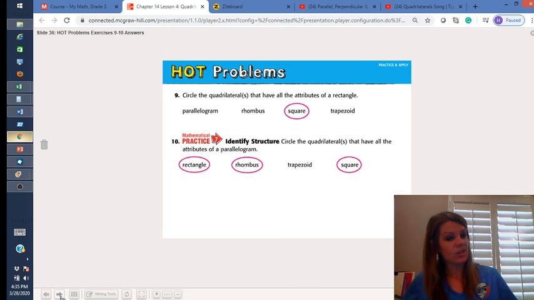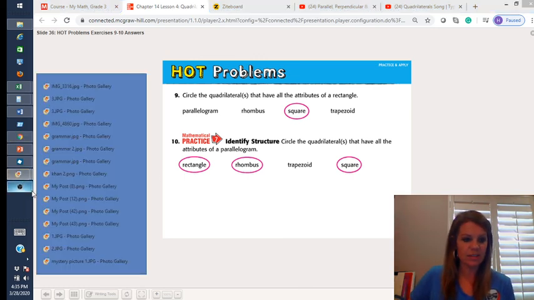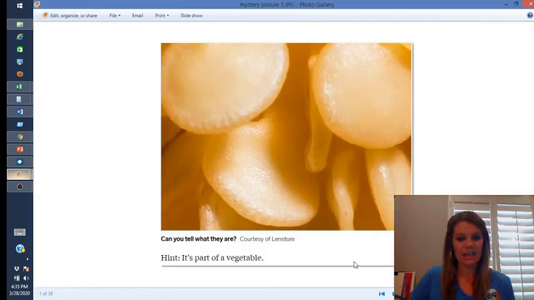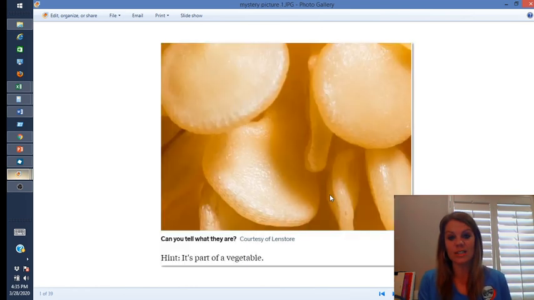Okay, go ahead and turn those in, and should we see what our picture is, our mystery picture? Let me find it. Okay, it's a vegetable. What was your guess? Anybody have a guess? It's the seeds in a bell pepper. So if you look at a bell pepper and you cut it open and you see these little tiny seeds in there, if you get them up really close, they look like that. Kind of crazy, huh?